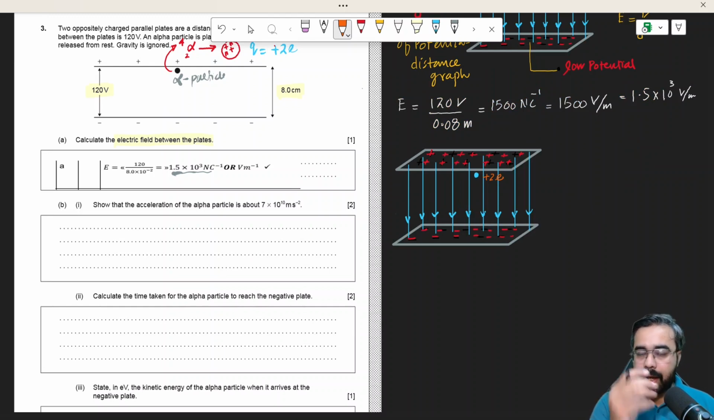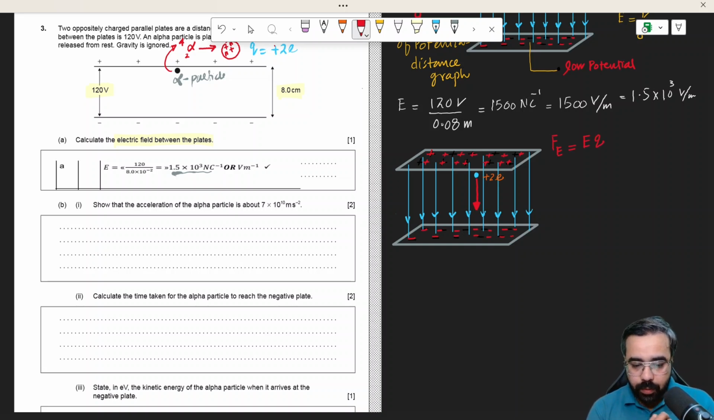So any positive charge always experiences force in the direction of electric field. Okay. So that's why this is the concept of drawing electric field lines, because electric field lines show the direction of force exerted on a positive charge. So this is exactly the direction of the force, which is in the direction of electric field, and this force is equal to electric force, which is E times Q.